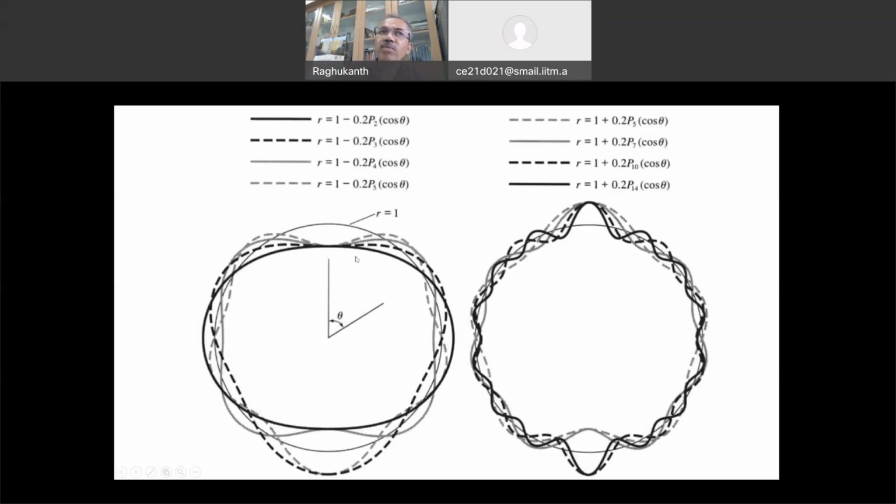So what is it that you can observe here? Yeah. So when r is equal to 1, it is the original sphere basically. So now what is happening? As the order of the polynomial is increasing, okay? Now this is up to P5, then P7, P10, P14. How are these oscillations looking? Yeah. So what is your observation?